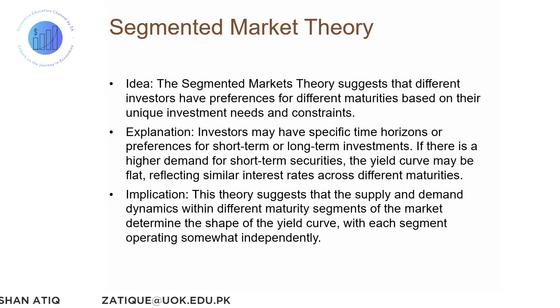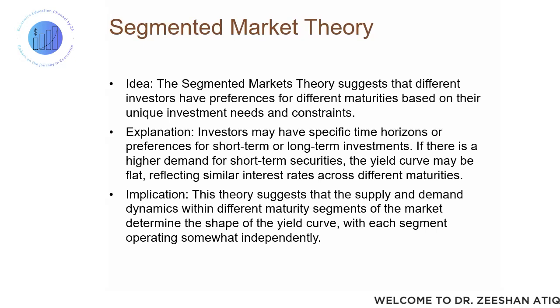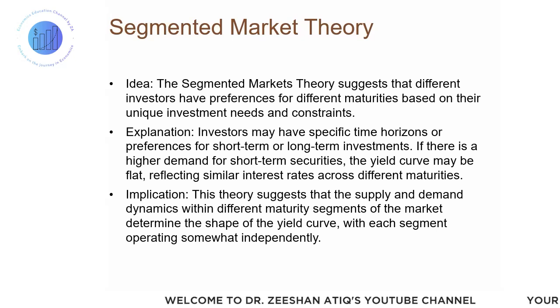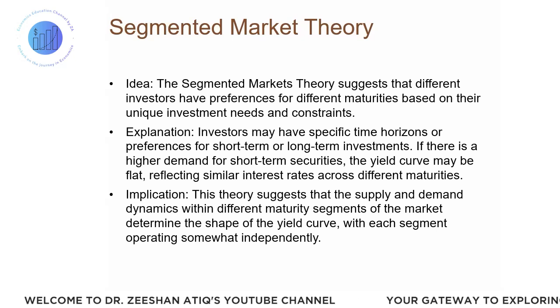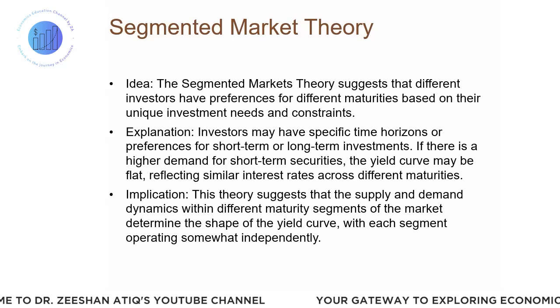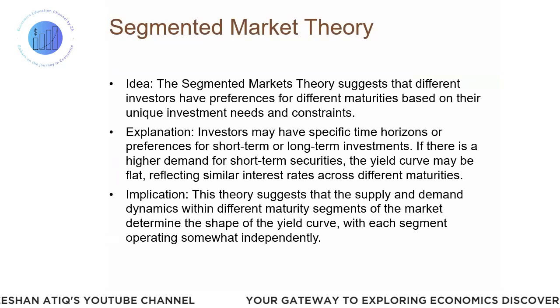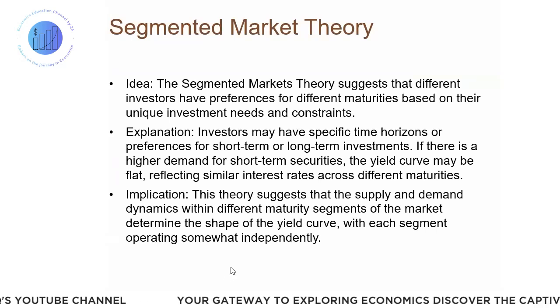So what are the implications? This theory suggests that supply and demand dynamics within different maturity segments of the market determine the shape of the yield curve. Every market has different kinds of demand and supply mechanisms. So there may be a flat curve depending on the preferences of the people, or a different kind of shape as well. That determines the shape of the yield curve, with each segment operating somewhat independently.